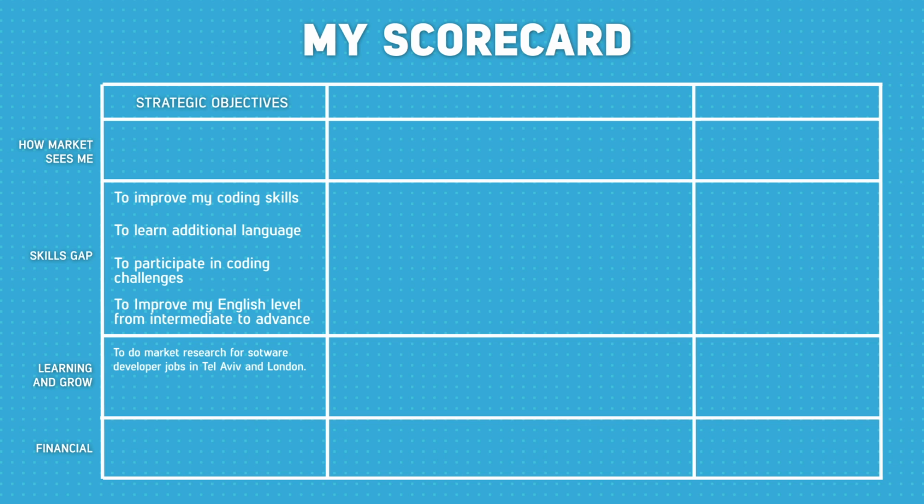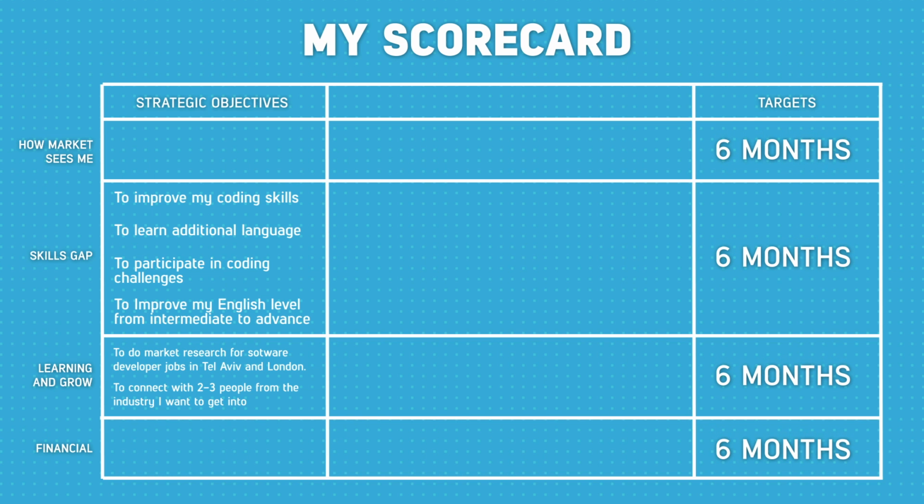To do market research for software developer jobs in Tel Aviv and London, or to connect with 2-3 people from the industry I want to get into, to create my CV, to apply to 10 jobs, etc. You should think, first of all, about the general timeline you want to get a dream job, let's say in 6 months. Based on that, you are creating a timeline to each objective and adding measures to each of it.